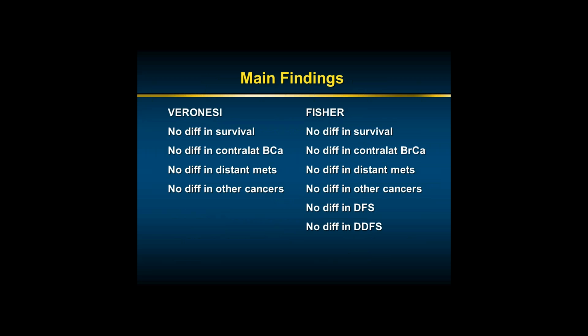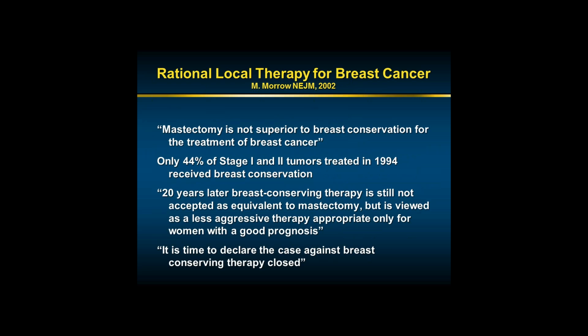And the results were that there was no difference in survival, there was no difference in distant metastases, there was no difference in disease-free survival or other cancers. The survival was the same. In an editorial almost 15 years ago, the comments were made that mastectomy is not superior to breast conservation for the treatment of breast cancer. Only 44% of stage 1 and 2 cancers 20 years ago were actually treated with breast conservation, and it was felt that it was time to declare the case against breast conserving therapy closed.